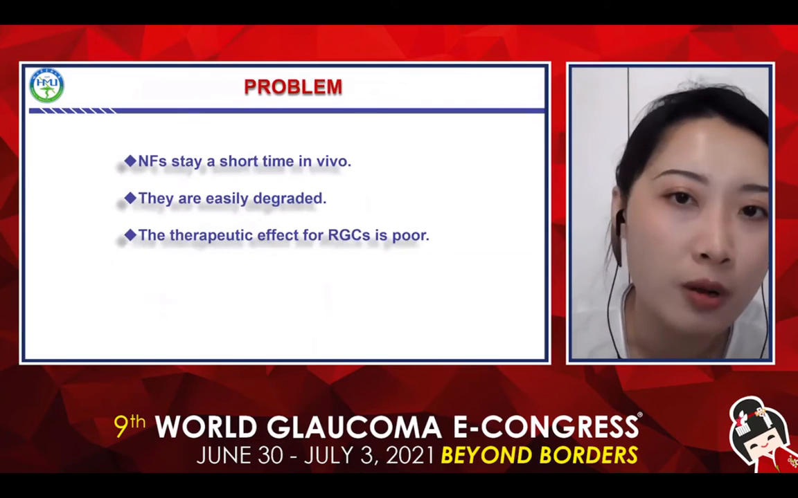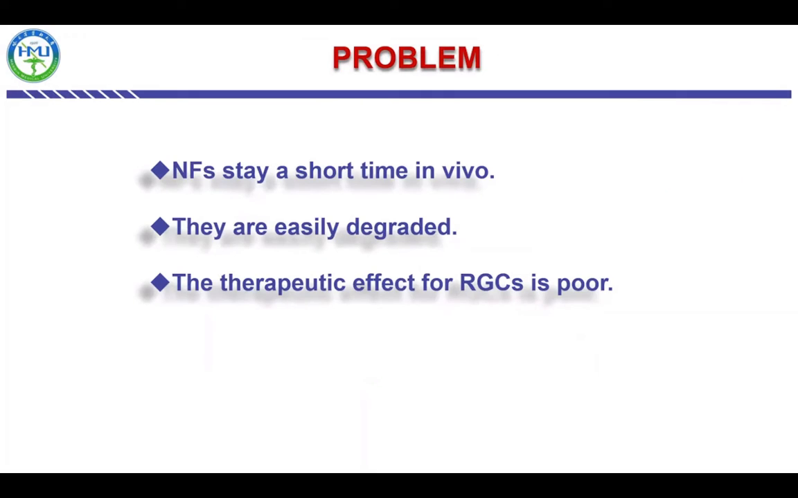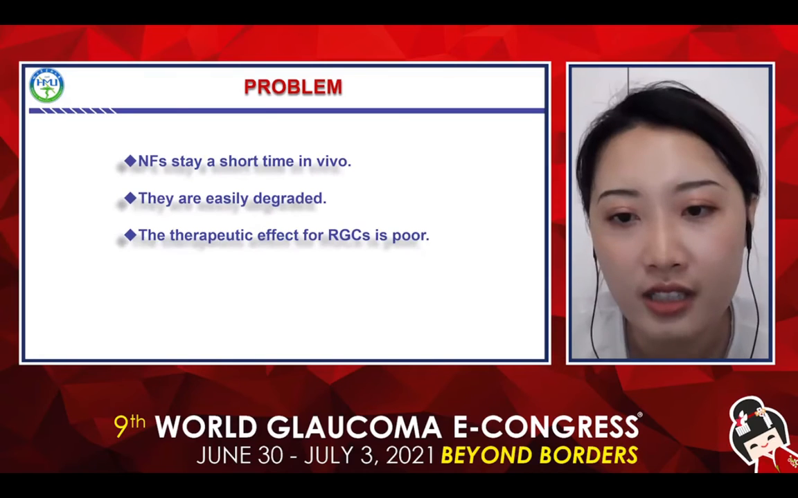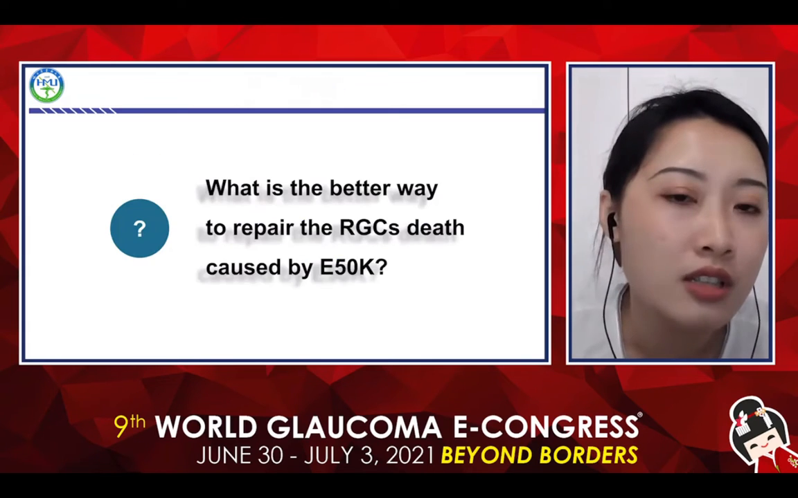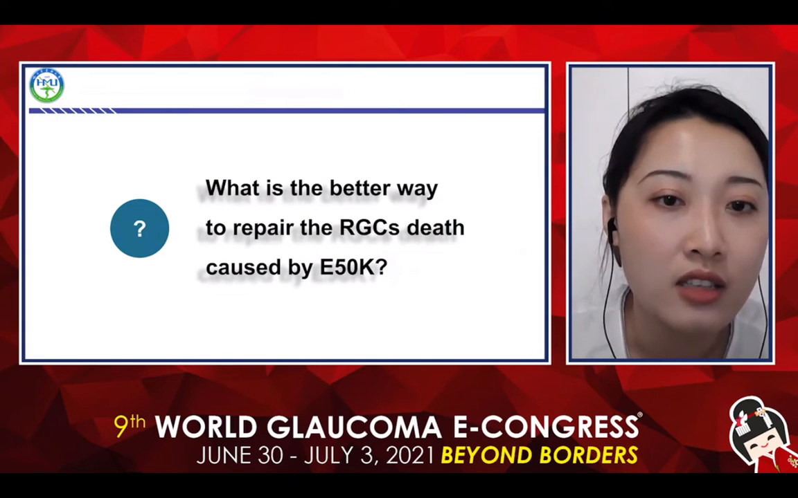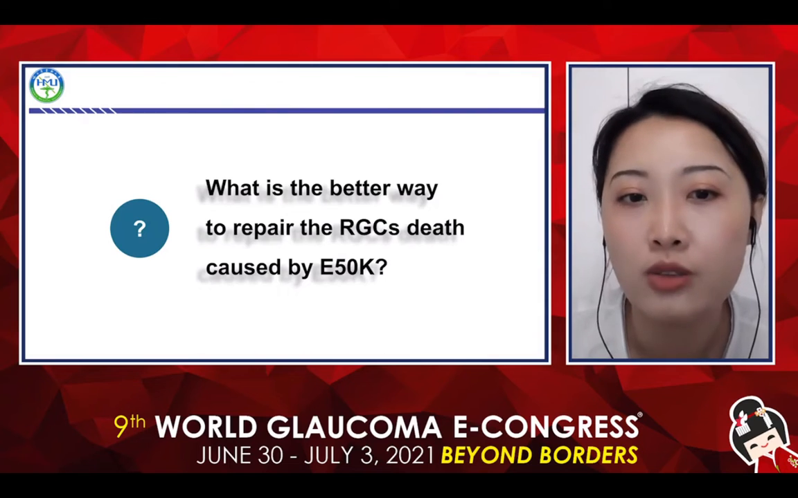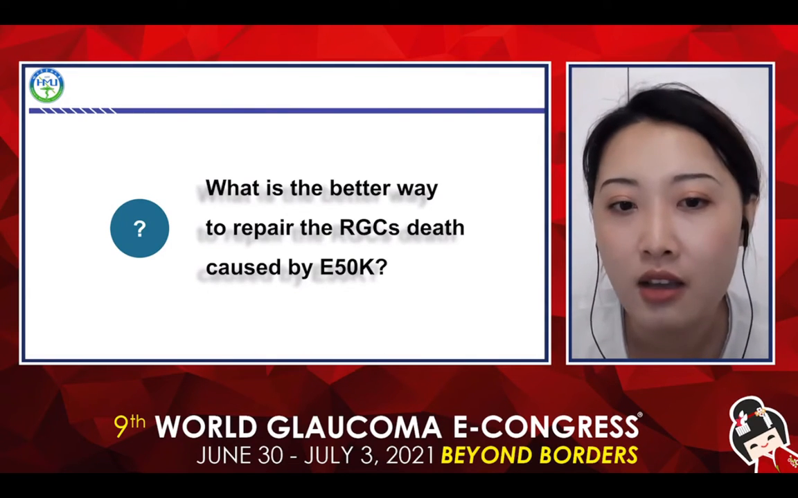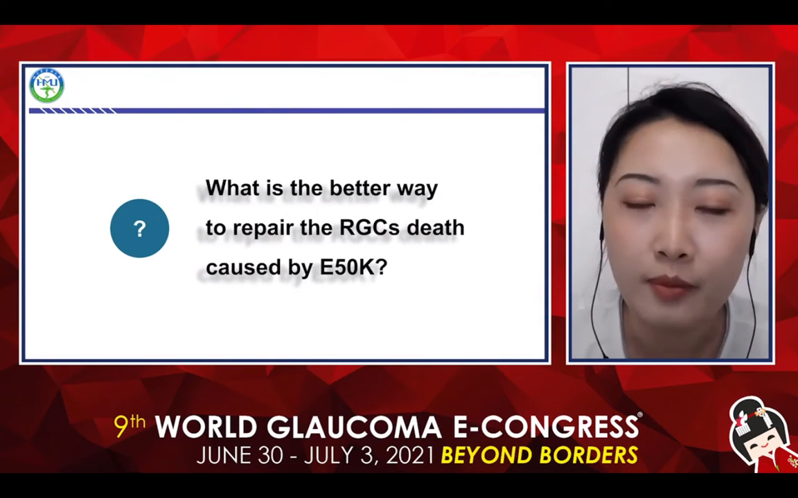But the problem is that neurotrophic factors stay a short time in vivo because they are easily degraded. And more importantly, their therapeutic effect for RGCs is poor. So the natural question is: what is a better way to repair the RGC death caused by E50K?